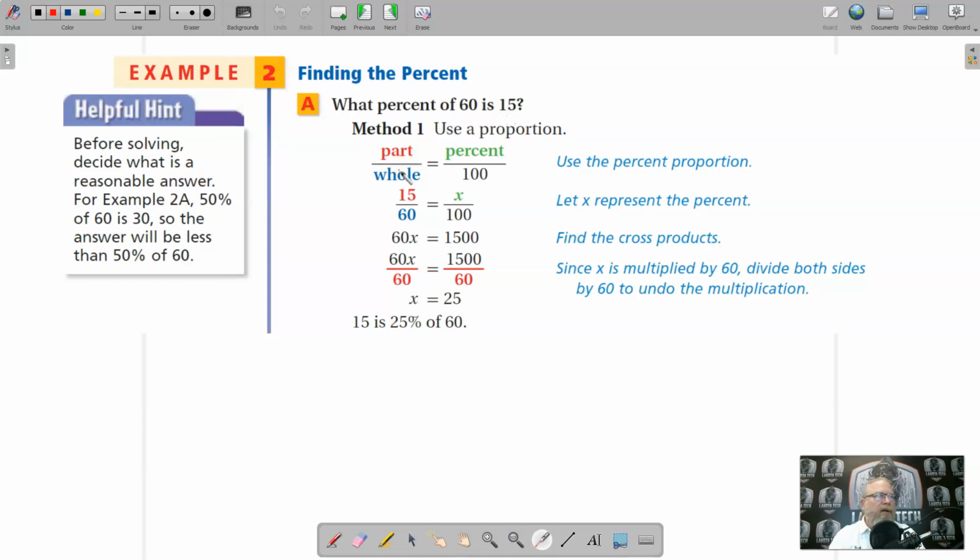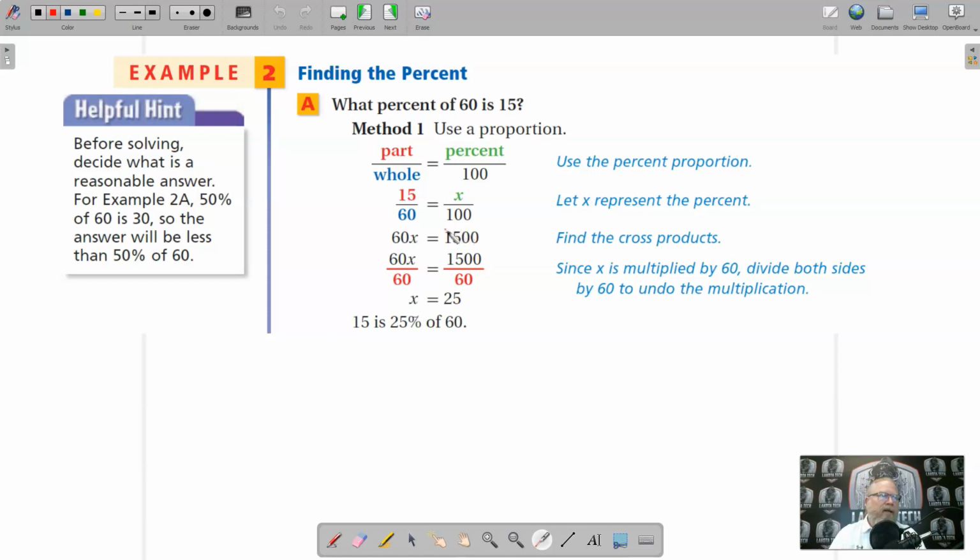So part is to whole as percent is to 100. What do we have? We have the part and we have the whole. 15 is the part, 60 is the whole. So 15 and 60 in their respective locations. The percent is what we don't know, so we're going to call that x. Now let's do cross products. I always like to keep my extremes on the left. I would do 15 times 100 is 1500 and put that over on the left, and 60 times x is 60x and put it over on the right.